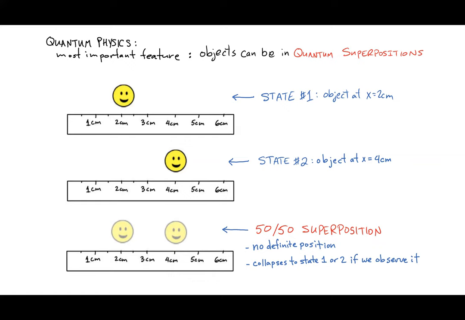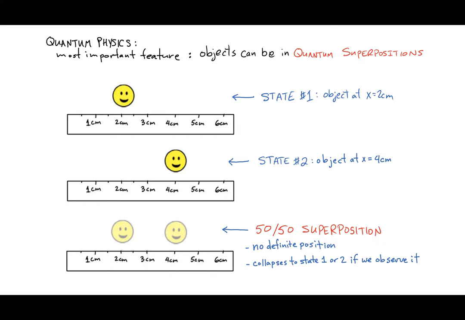And then we have rules in physics that help us predict if it's at 2 centimeters initially, and maybe it has some velocity, then we can make a prediction where it will be later. And that will depend on what are the forces on the object, and we use Newton's laws, and we do all this math. So quantum mechanics changes the story right from the very beginning.